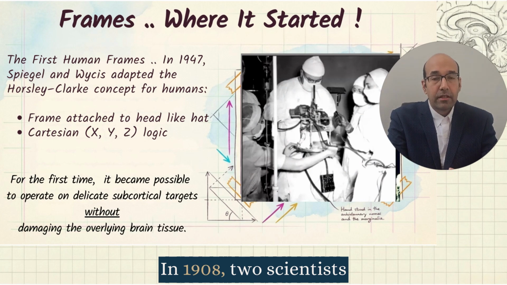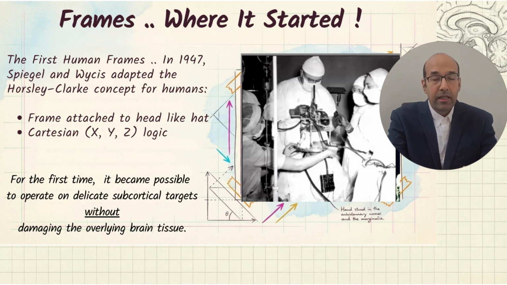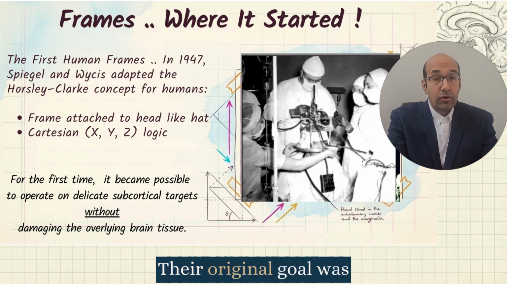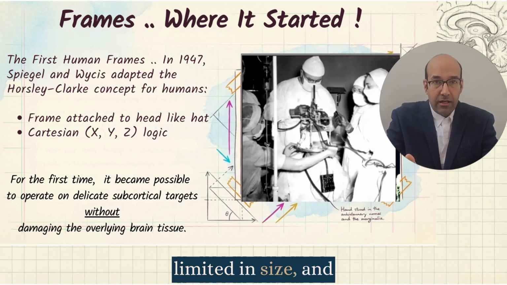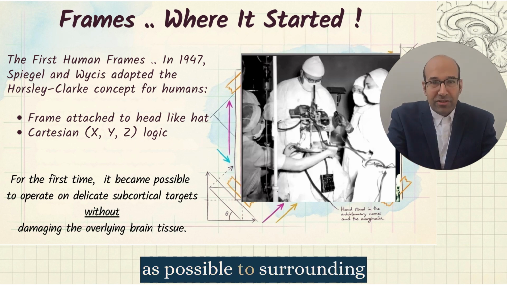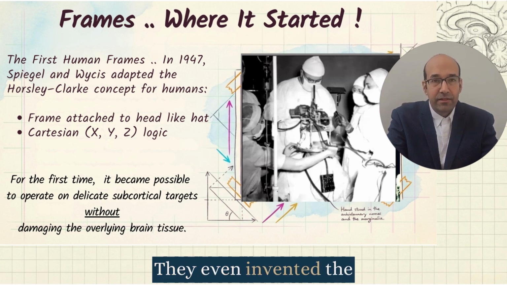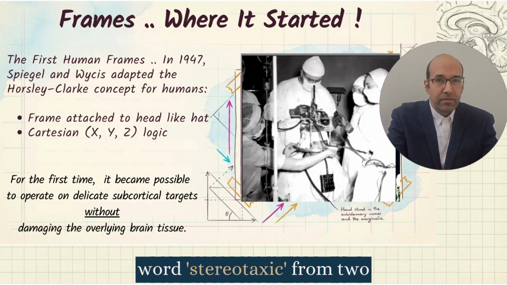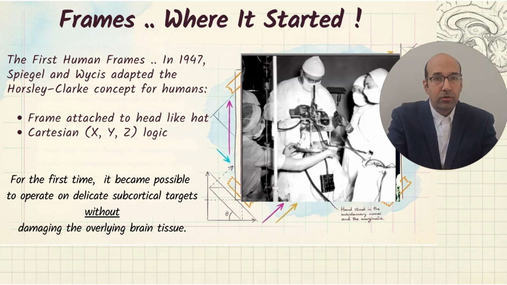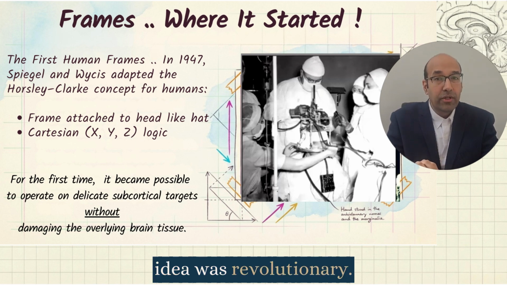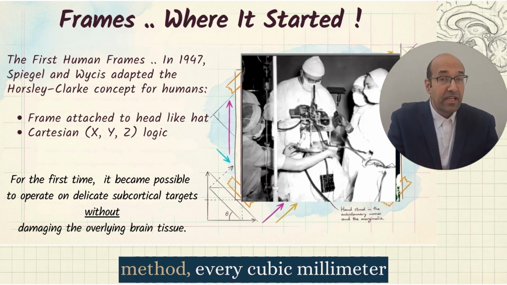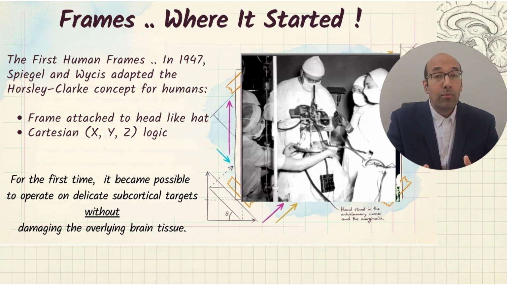In 1908, 2 scientists named Horsley and Clarke invented stereotaxis. Their original goal was simple: to create a way to make lesions in the brain that were accurate in position, limited in size, and causing as little damage as possible to surrounding structures. They even invented the word stereotaxic, from 2 Greek words, stereos meaning solid, and taxis meaning arrangement. Their device was designed for animals, but the idea was revolutionary. They said by this method, every cubic millimeter of the brain could be studied.